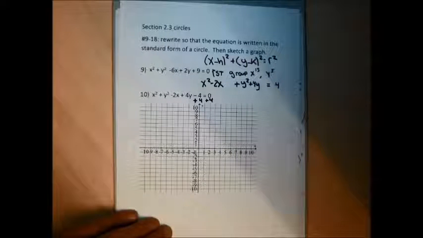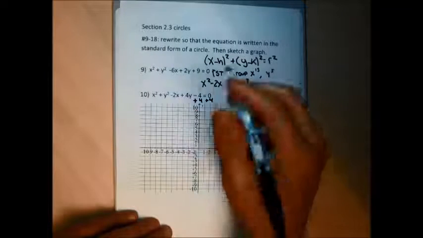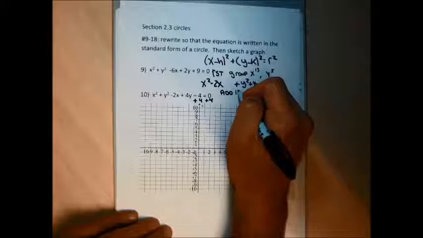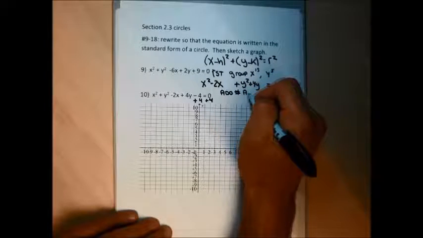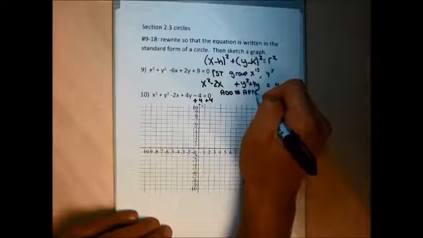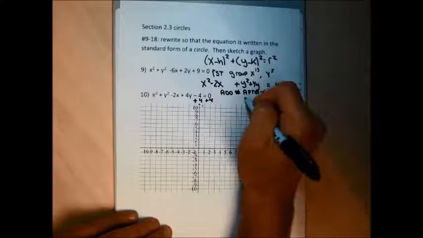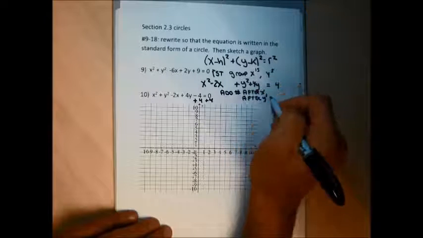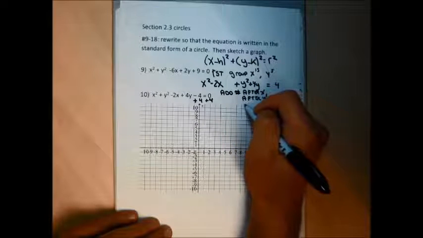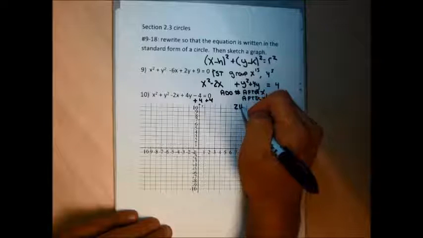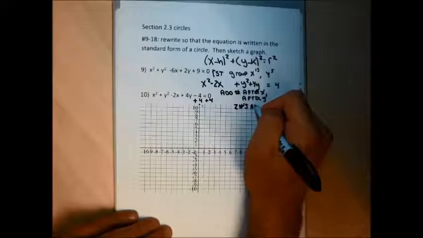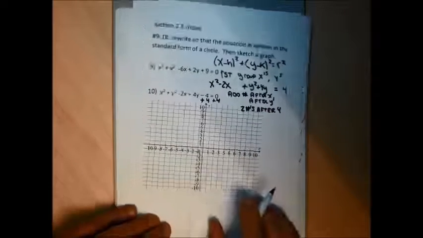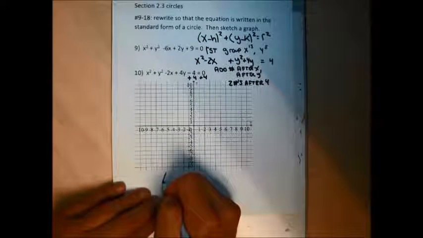So after I group the x's and y's and move the number over, I'm going to add a number after the x, after the y, and to keep the equation balanced, I'm going to add two numbers after the 4. Let me slide down to the bottom of my paper.